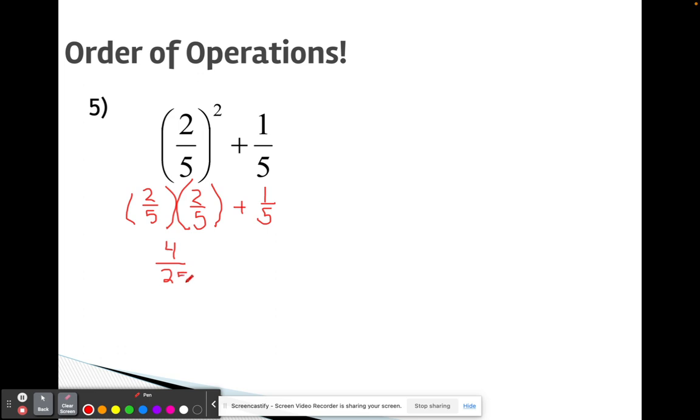Now I'm going to add 1/5. But before I can add, I need those common denominators. What do you think I should use? Well, the easiest one to use is 25. So to get 5 to 25, I'm multiplying by 5. If I multiply the denominator by 5, I've got to multiply that numerator by 5. And now I can add. 4 plus 5 is 9. And my denominator stays the same, 9/25.